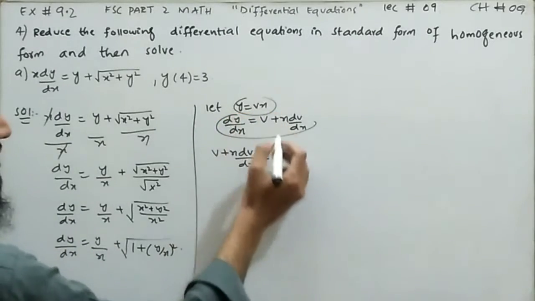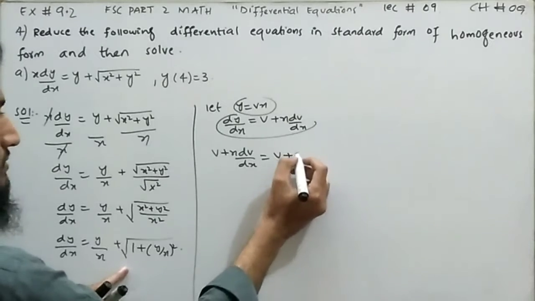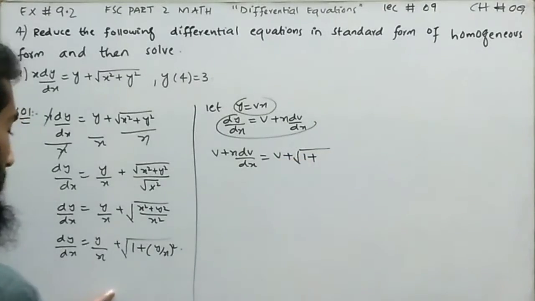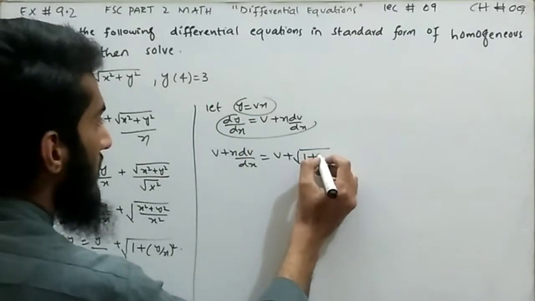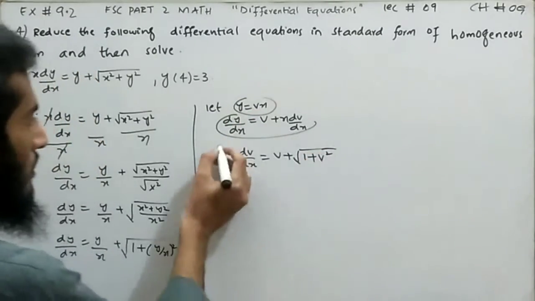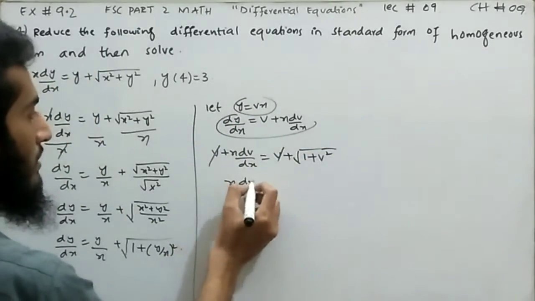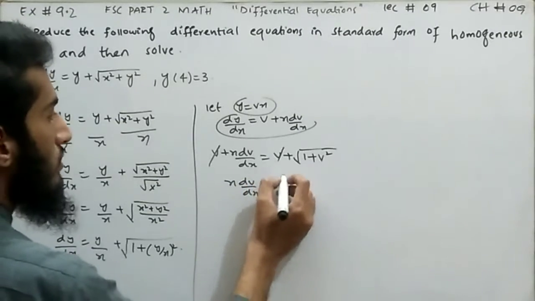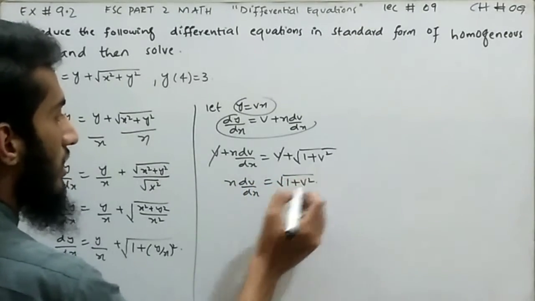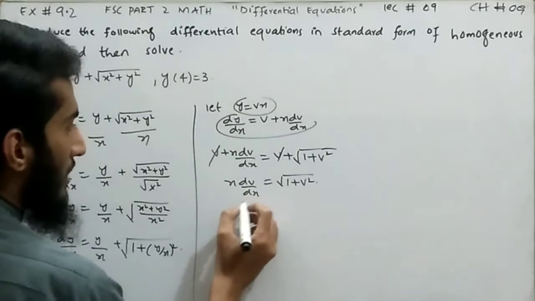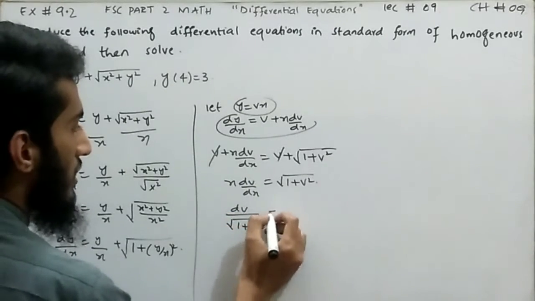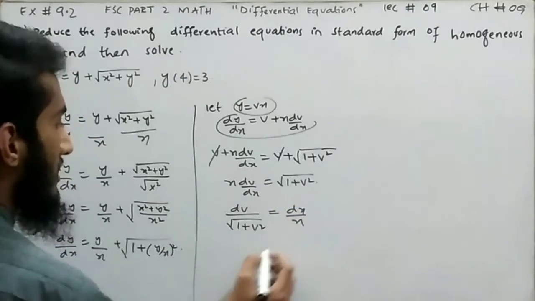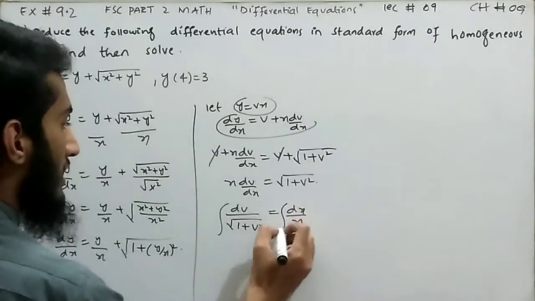From over here y by x is actually v, plus the square root of 1 plus y by x whole square, where y by x is v, so it becomes 1 plus v square. We cancel out v, so we are left with x dv by dx is equal to the square root of 1 plus v square. Now using the separable differential equation method, it becomes dv divided by the square root of 1 plus v square is equal to dx by x.